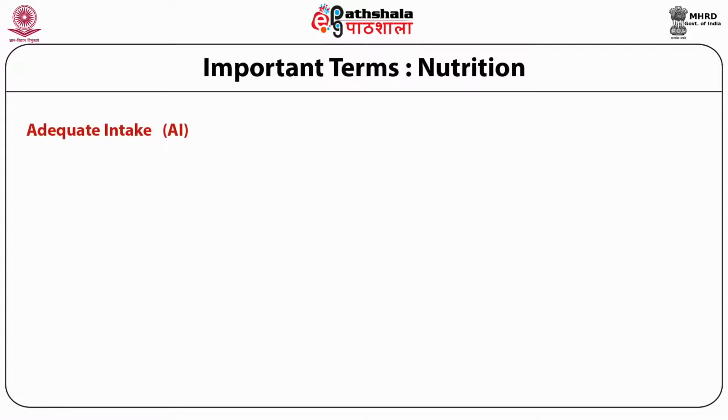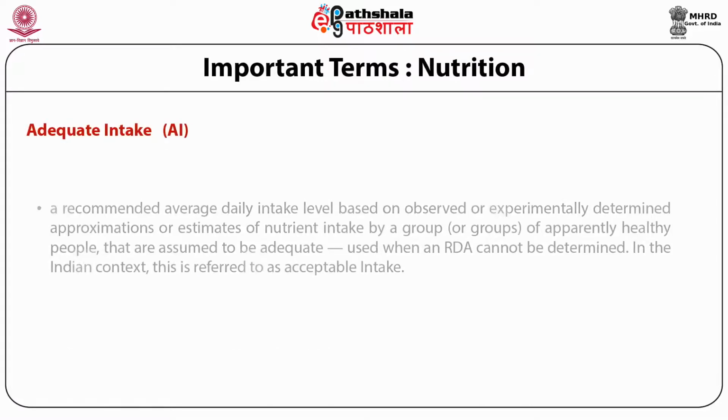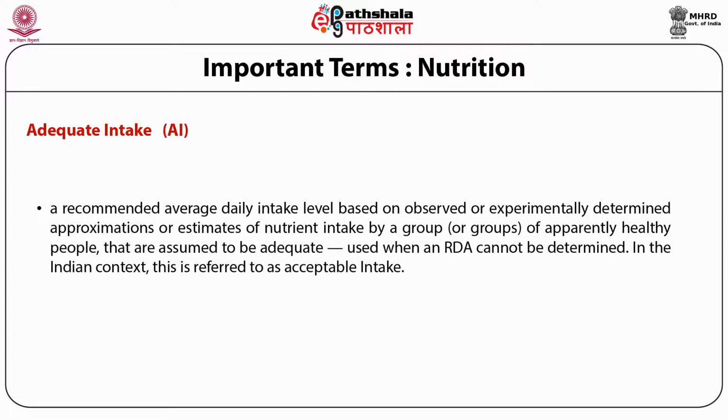The adequate intake is the one which is based on the observed or experimentally determined approximations of nutrient intake by a group of apparently healthy people that are assumed to be adequate. This is used when the RDA cannot be determined in a particular context. For example, in the Indian context, this is referred to as an acceptable intake.